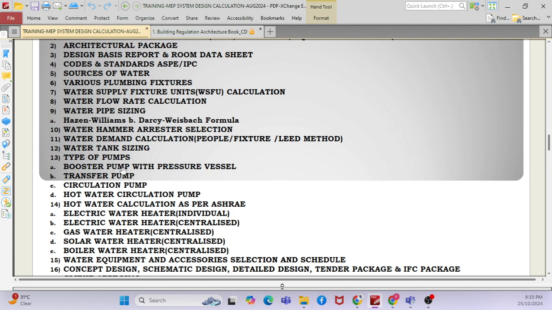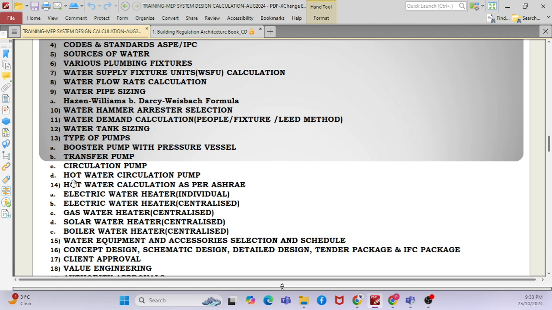Whenever you design a pump, you require flow and head, so that your pump supplier can select the pump size. So you have to provide the water pump flow and also the pump head. Here we are going to calculate the pump head and pump flow, and based on that information, your manufacturer can select the pumps.